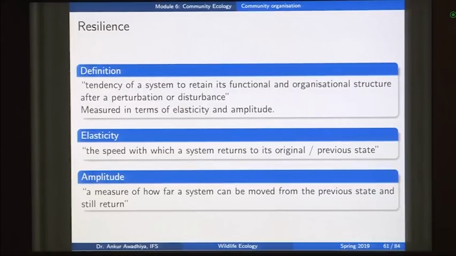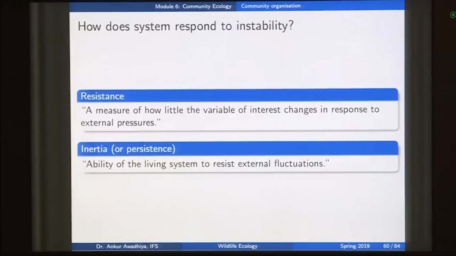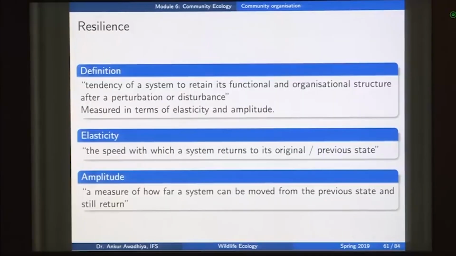Resilience is, when you have changes, how fast, how quickly, and to what extent is your community able to bounce back to normal. It is the tendency of a system to retain its functional and organizational structure after a perturbance or disturbance. Now, resistance is measured in terms of inertia, and resilience is measured in terms of elasticity and amplitude. Elasticity is the speed with which a system returns to its original or previous state.